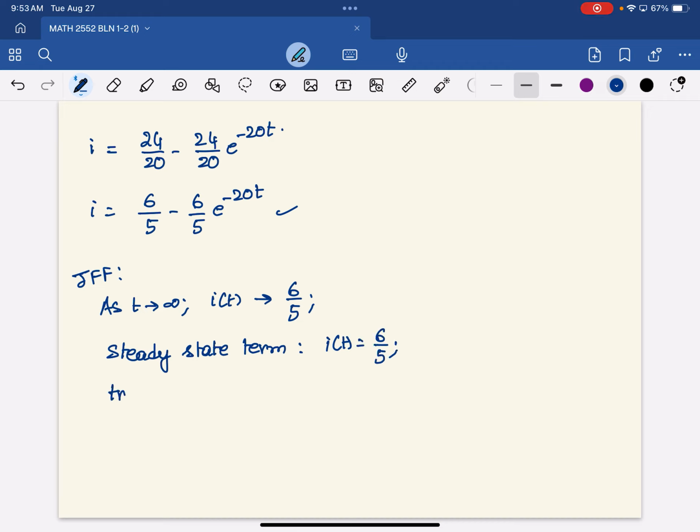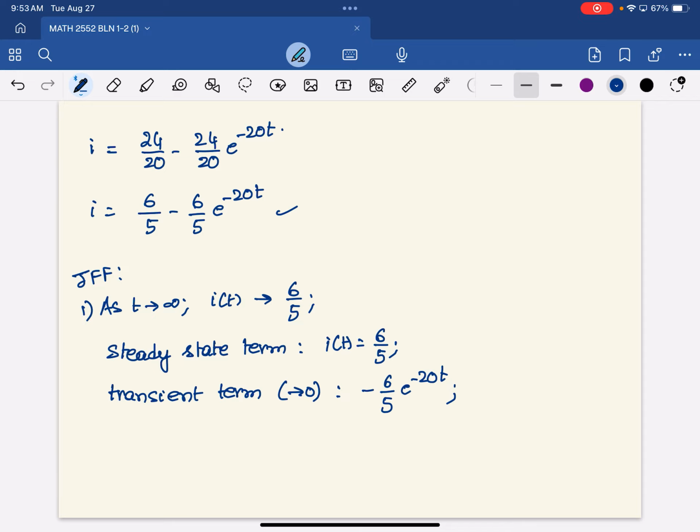The transient term is the term that goes to 0, and that is negative 6 over 5 times e to the negative 20t. The transient term is transient. It goes to 0. You with me in that? That's the first thing that I want to tell you.